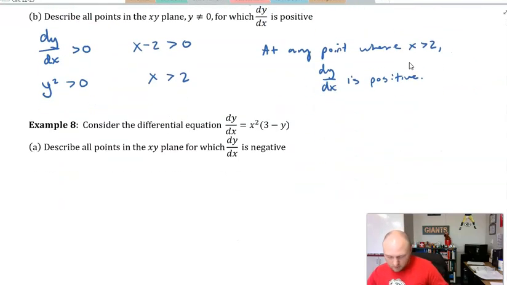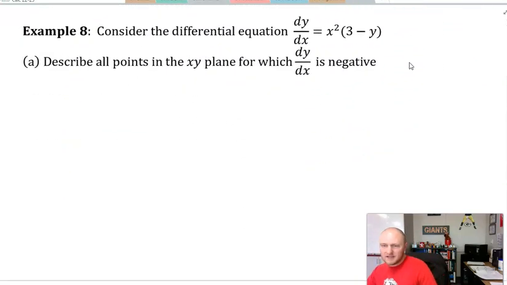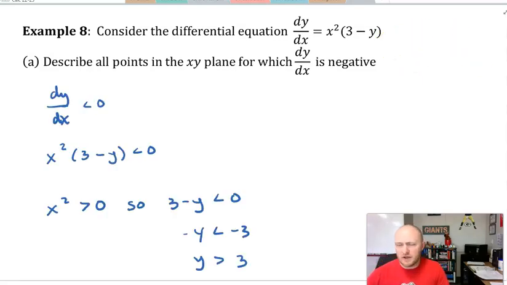Okay, example 8, I want you to pause, try this one, and I'll go over it here in a moment. All right, similar structure for this one. If they want the derivative to be negative, x squared times (3 minus y), that's the differential. If that's going to be negative, well, notice x squared is always positive. So that means that 3 minus y has to be negative. So if we solve for y, I'll subtract 3 on both sides. And then notice when we multiply or divide by a negative, the inequality flips, right? So y is greater than 3.